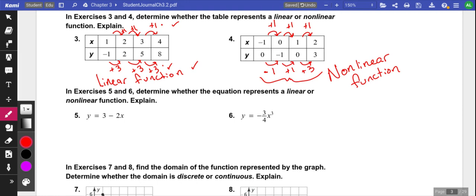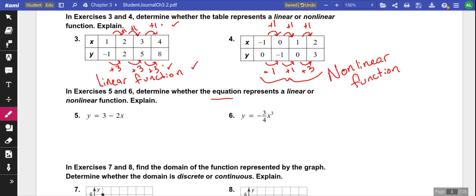All right, and here we have some examples, or we're trying to figure it out just from an equation. If you really wanted to, you could plug a bunch of numbers in for x, see what you get for y, see if it works in the table. That's way too much work. Instead, what we need to do is try and figure out, just from looking at our equation, if this is going to be linear or nonlinear.